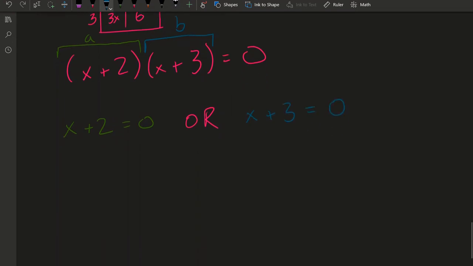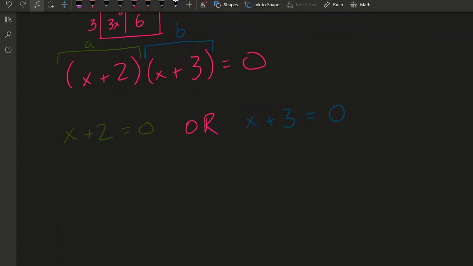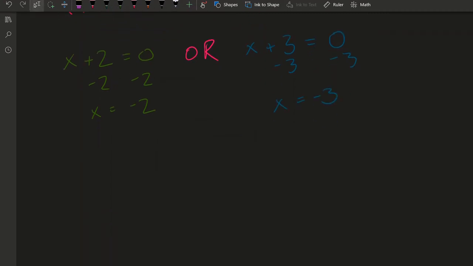And now I have two different equations that I can solve, but I can solve them very easily. I'm going to subtract 2 on each side and get x equals negative 2. And then over here I'll subtract 3 on both sides and get x equals negative 3. Which means this question has two answers. We have x could equal negative 2 or x could equal negative 3.